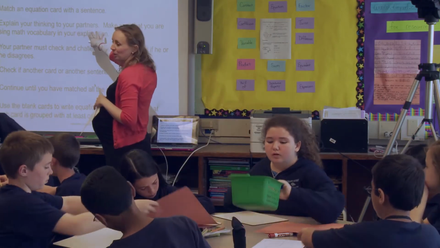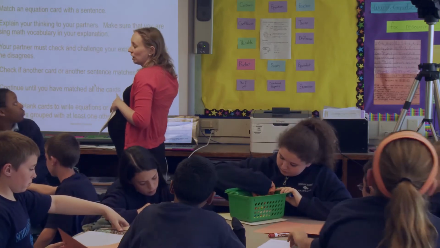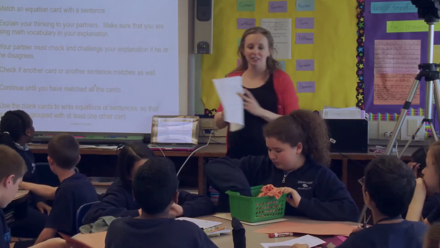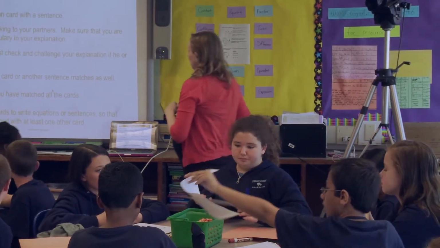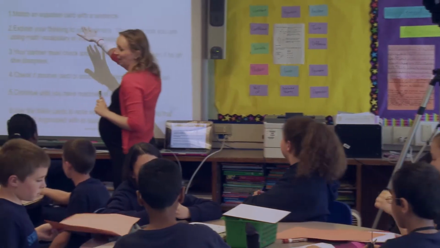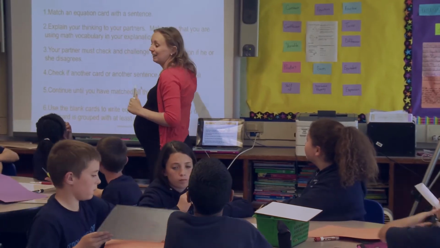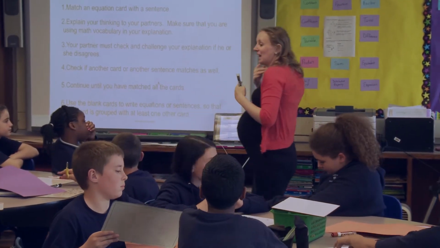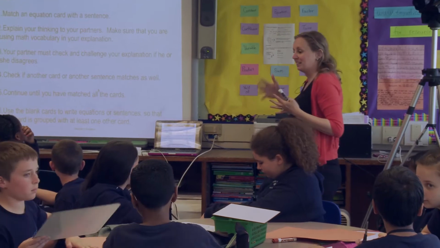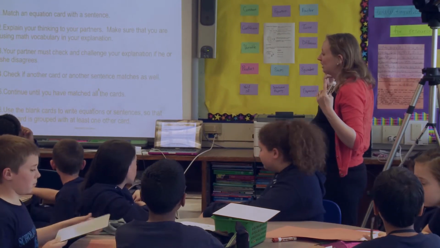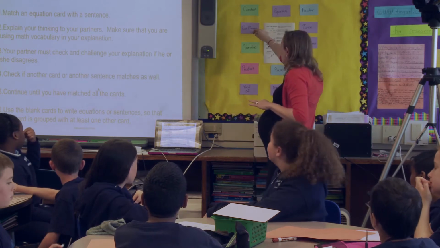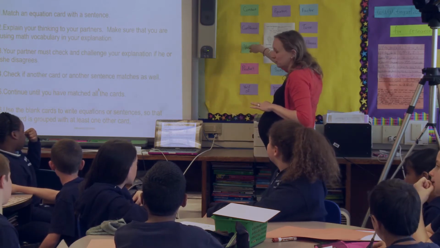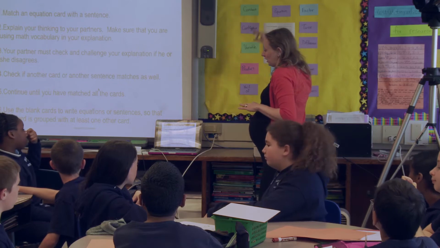But everyone just look up here for 1 second. Look up at number 2. This is really the important part of this activity. You're not only making the matches, but you're explaining the connection. As I'm walking around, I'll be taking down notes. I want to hear the math vocabulary. So I should hear you talking about the coefficient, the variable, using words like equation.